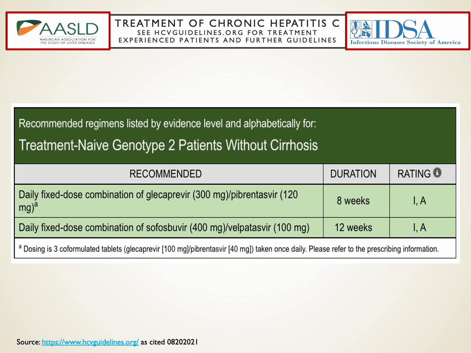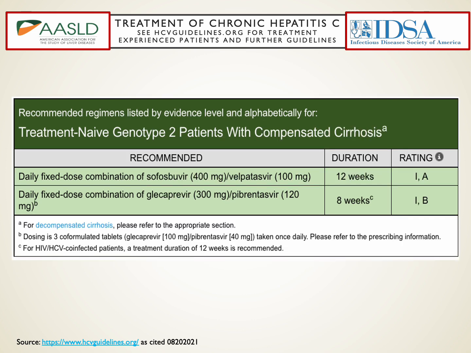Here's the recommendations nationally as of early 2019 for genotype 2 without cirrhosis. There's really only two choices here, one of them being an 8-week regimen. Here is genotype recommendations for genotype 2 with compensated cirrhosis, and these are both 12-week regimens.